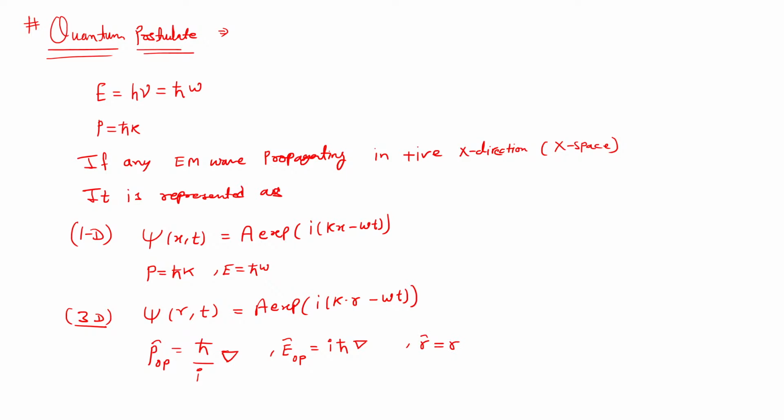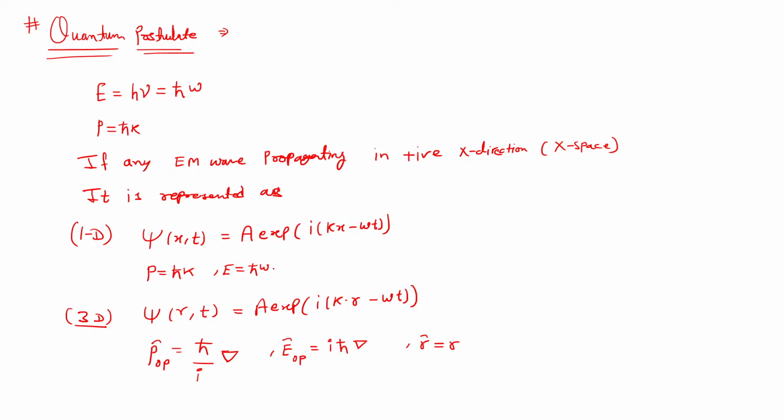So this is the simple quantum postulate: we can represent a wave function or electromagnetic wave propagating in position space. If it is in 1D, we can represent it like this. If it is in 3D, we can represent it like this.